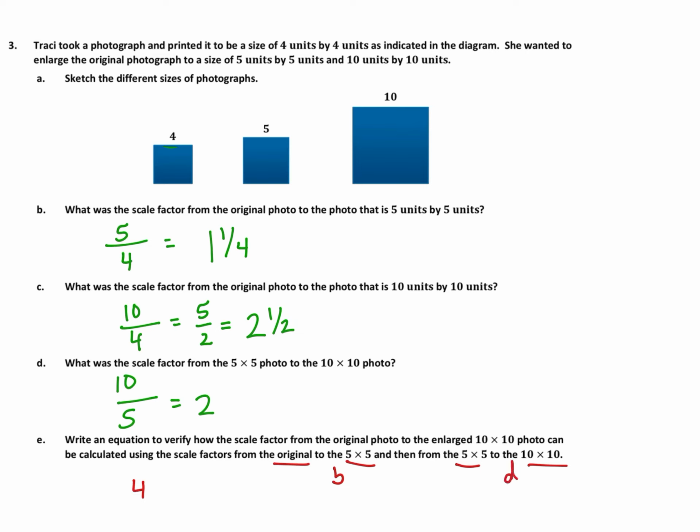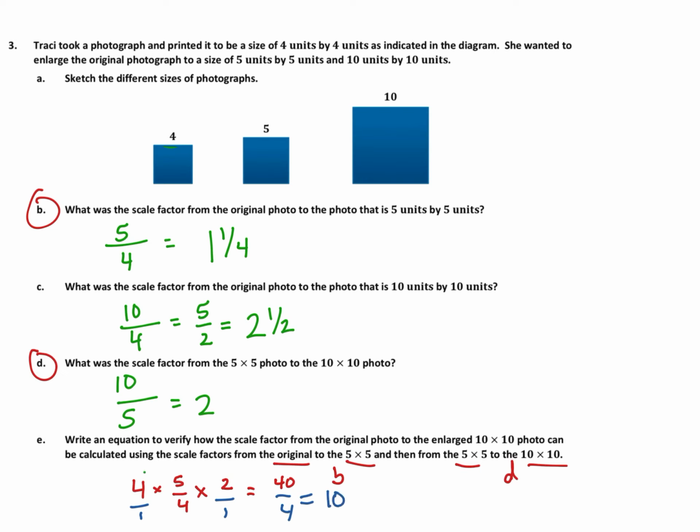So if I take the original, which was 4, and I multiply by the scale factor 5/4 from part B, and then I multiply again by the scale factor in part D, which was the 5x5 to the 10x10, notice 4 times 5 times 2 is 40, and then there are invisible ones under our whole numbers. 1 times 4 times 1 is 4. 40 divided by 4 is 10.